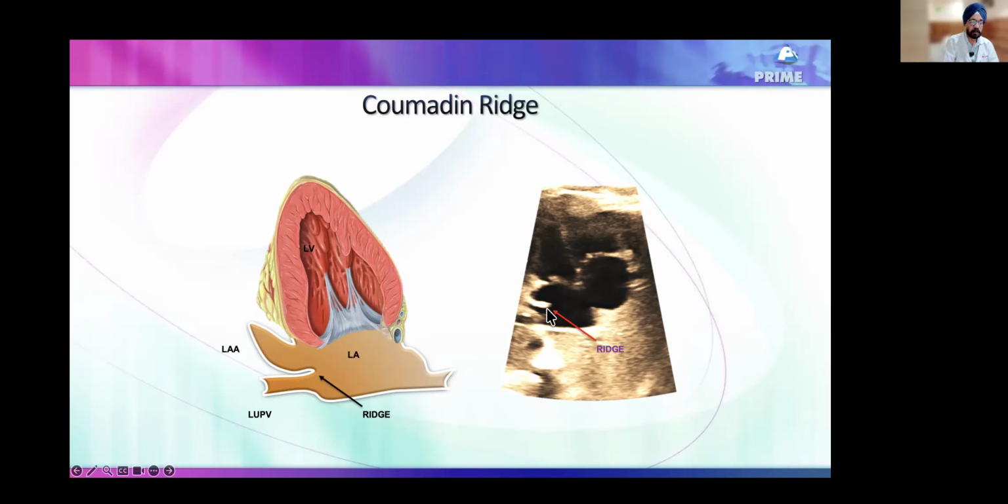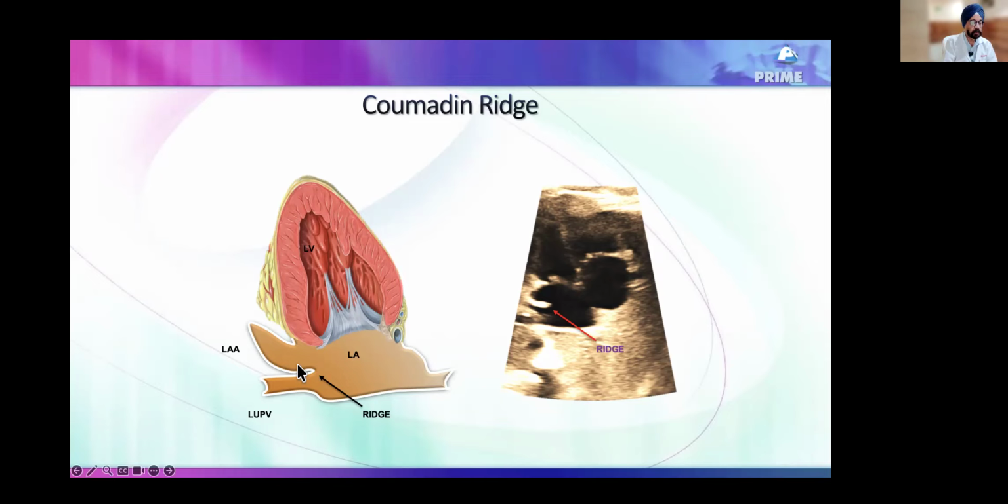There is something called the Coumadin ridge. We adult cardiologists, when we did a transesophageal echo, found this kind of ridge and a blob there, and we thought it's a thrombus, and we started giving Coumadin. Later, we realized this was not thrombus, this was a ridge, and then we named that ridge as Coumadin ridge.